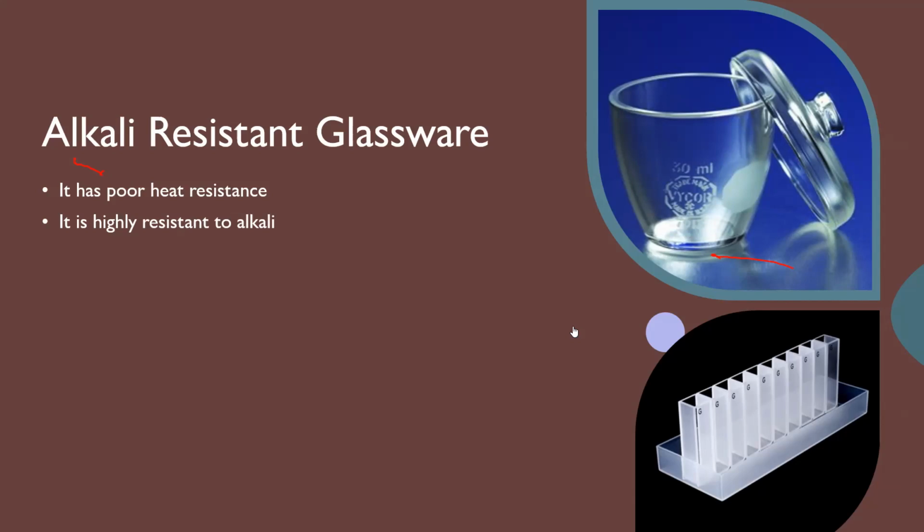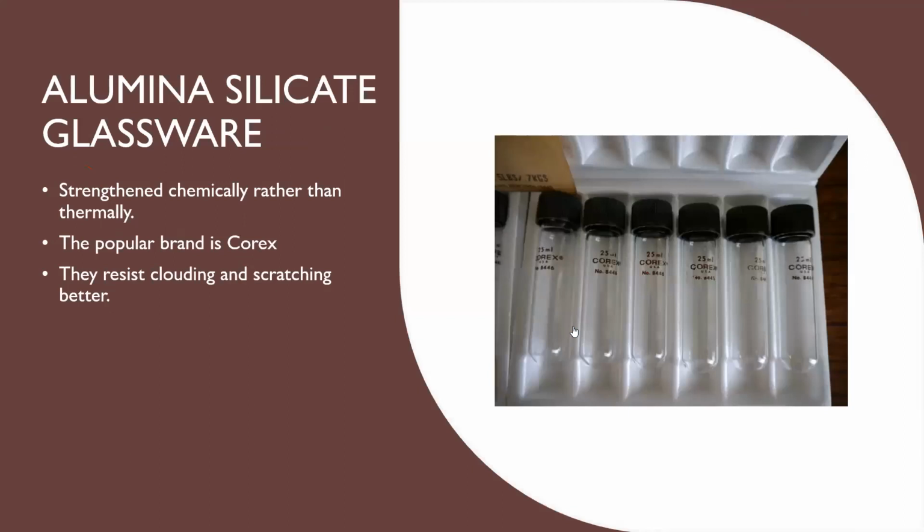Aside from that, you also have here your cuvettes. These are what we call cuvettes, that can be used in spectrophotometry, okay, that can resist alkaline, or have a high resistance to alkaline solutions. Next in line is we have your aluminasilicate glassware.